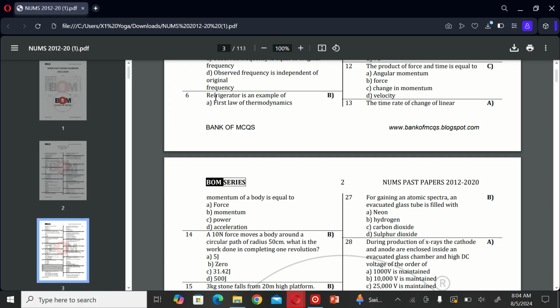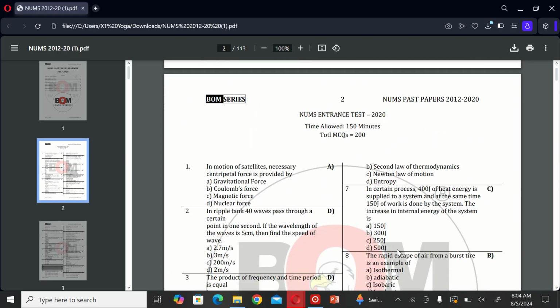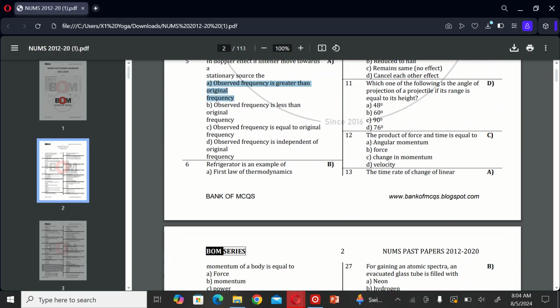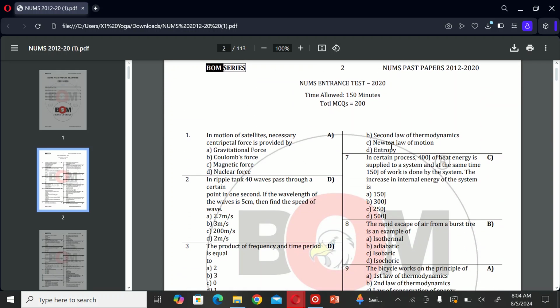The next MCQ is: a refrigerator is an example of A. First law of thermodynamics, B. Second law of thermodynamics, C. Newton's law of motion and D. Entropy. So the correct option is B. Second law of thermodynamics. B is the correct option.